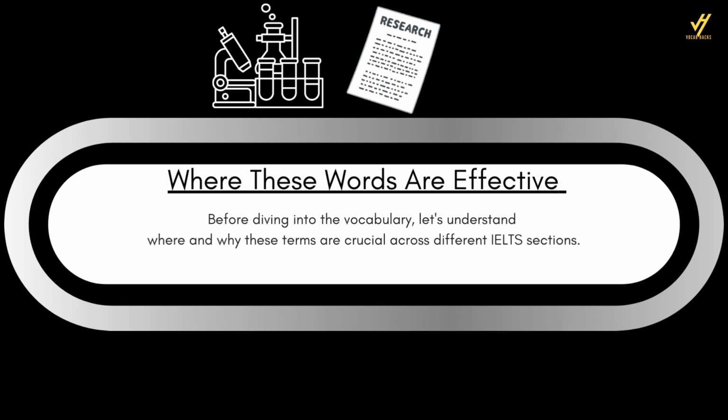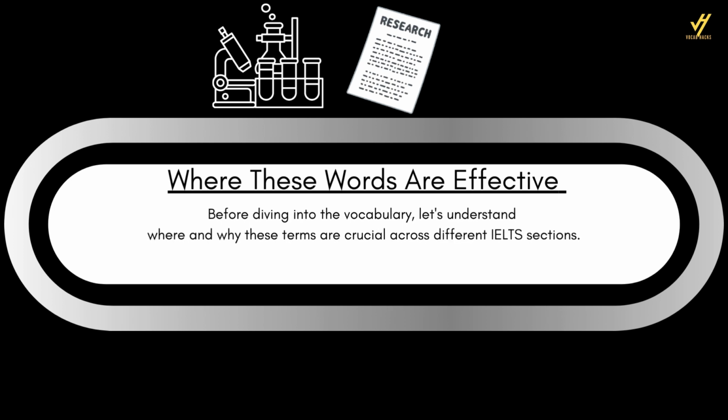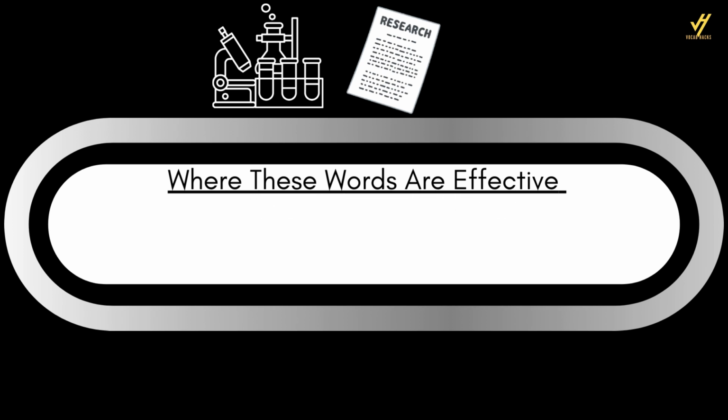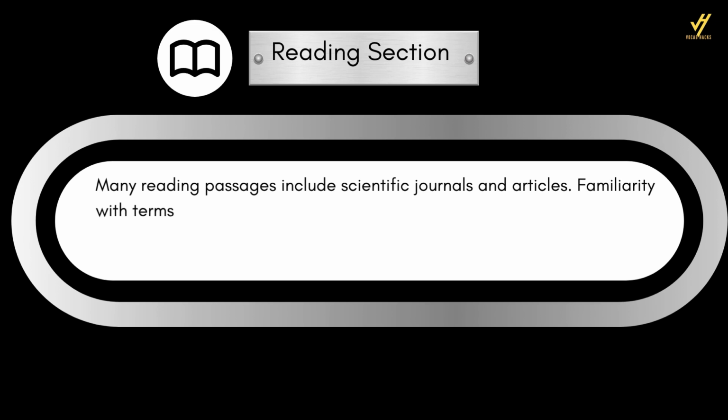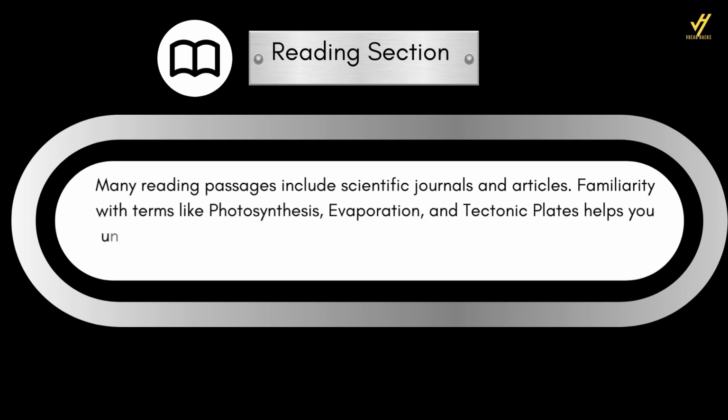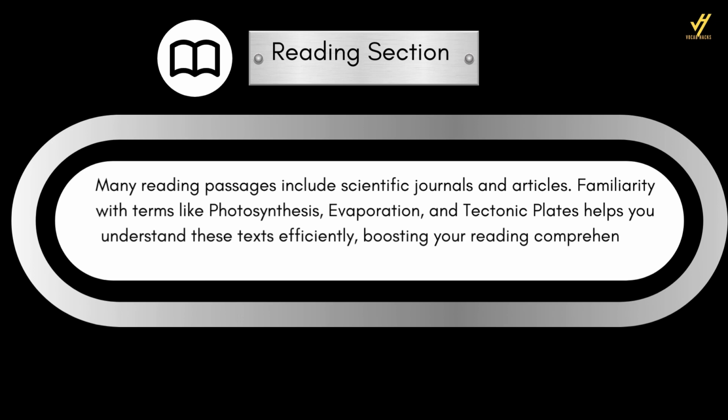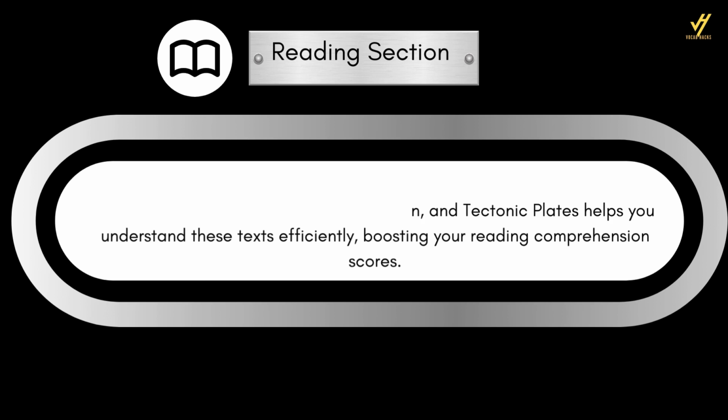Before diving into the vocabulary, let's understand where and why these terms are crucial across different IELTS sections. Reading section. Many reading passages include scientific journals and articles. Familiarity with terms like photosynthesis, evaporation, and tectonic plates helps you understand these texts efficiently, boosting your reading comprehension scores.